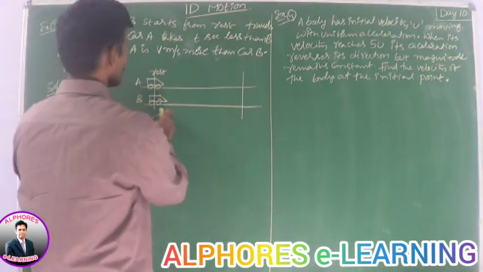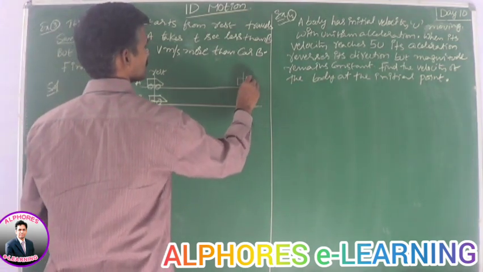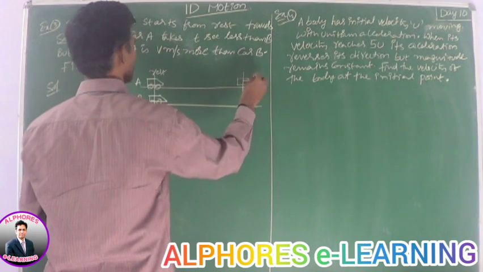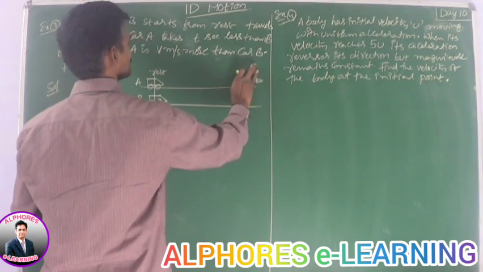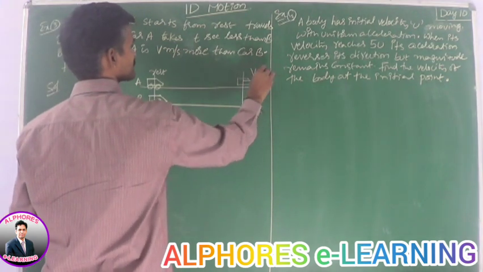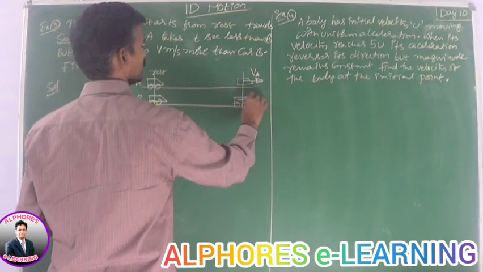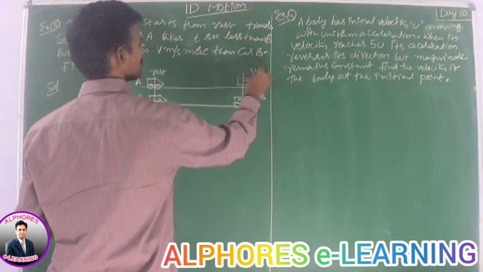This is some total distance. It reaches some time. Here time for A is TA. Its velocity is some VA. Here car B's velocity, this is some VB.